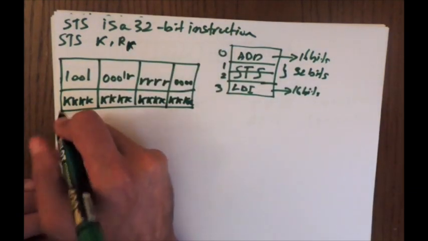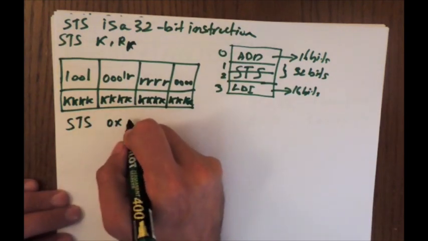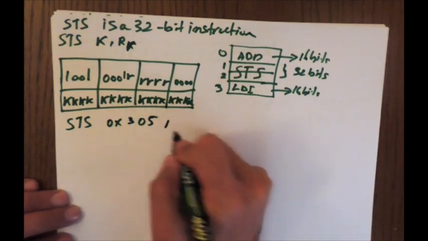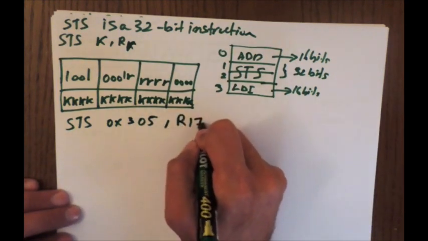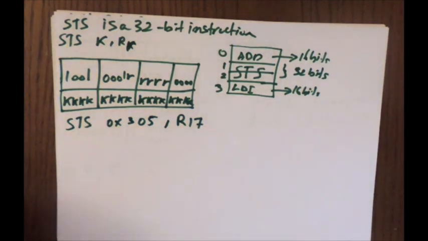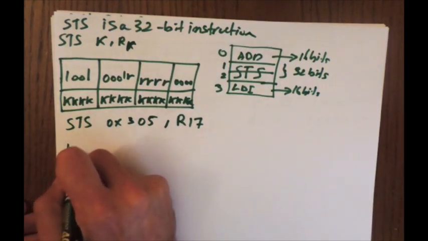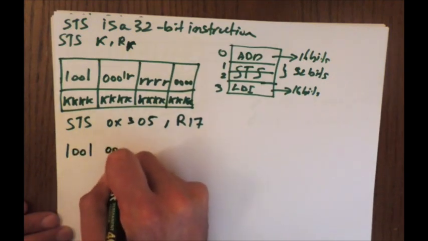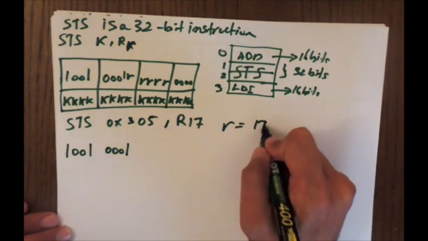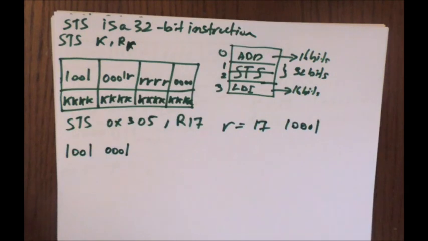So let's say I have SDS 0x305, R17. Now, how can I translate this to binary? I'm going to write the same thing again. First I stick with the operational code, which tells me that this is an SDS. Now I write the R. R in this case is 17, which is 10001.